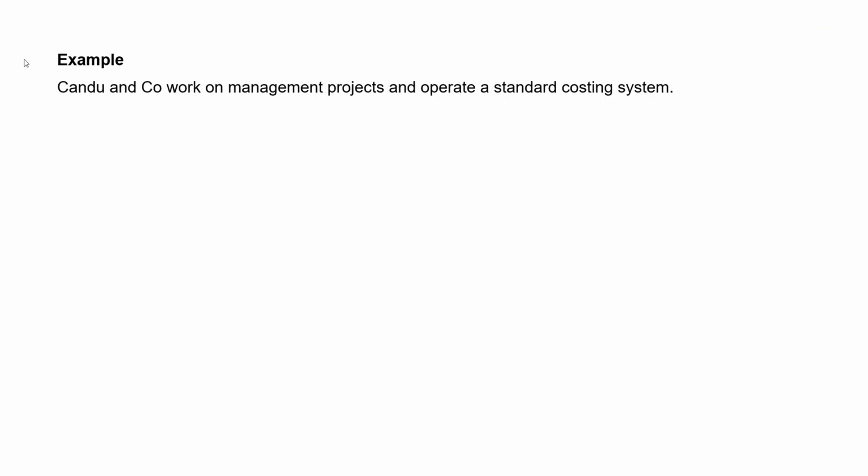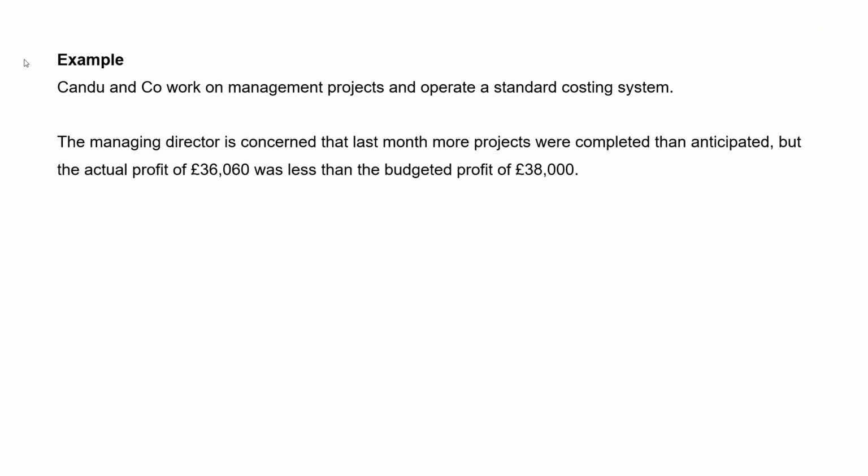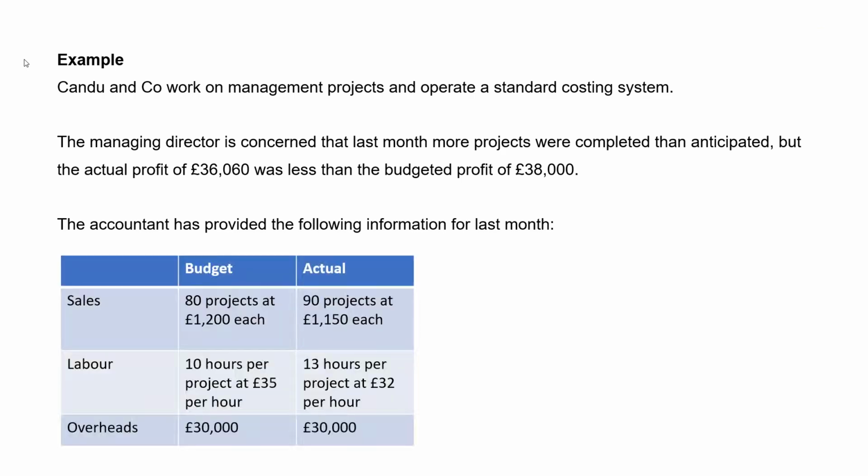Kando & Co. work on management projects and operate a standard costing system. The Managing Director is concerned that last month more projects were completed than anticipated, but the actual profit of £36,060 was less than a budgeted profit of £38,000. The accountant has provided the following information for last month.